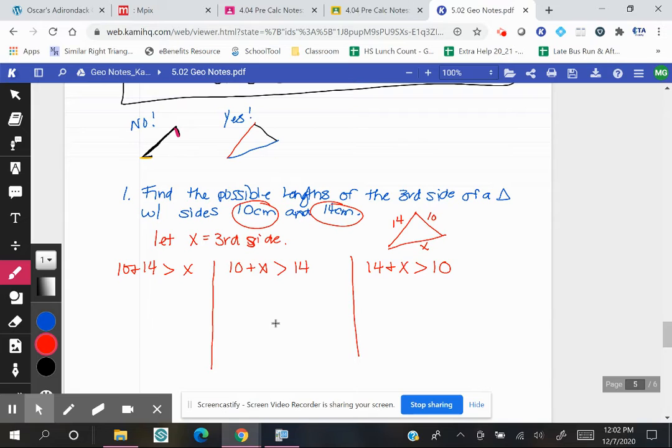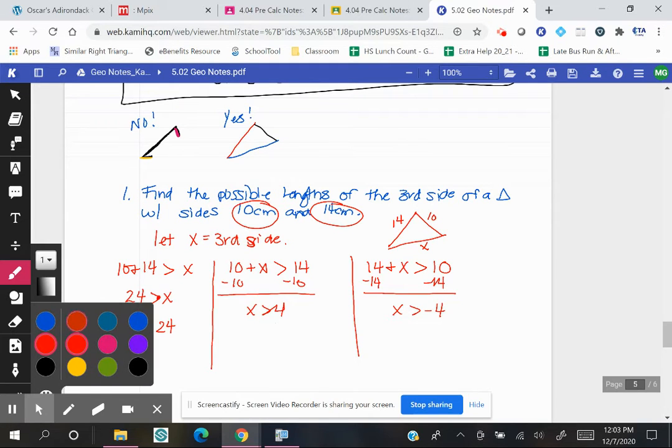So now I'm going to solve. 10 plus 14 is 24. We always want to write the variable first, so I'm just going to flip this, and the inequality is closed towards the x, so it's going to stay closed in that direction. Here I'm going to subtract 10 from both sides. So I get x is greater than 4. Here, subtract 14. x is greater than negative 4.